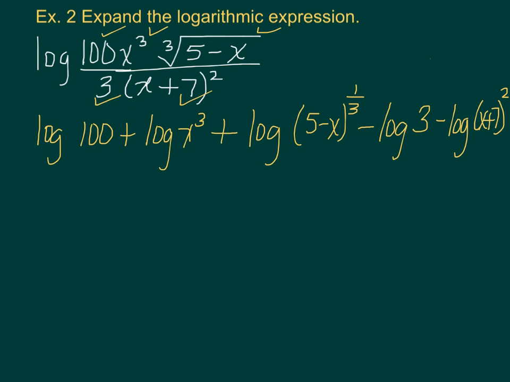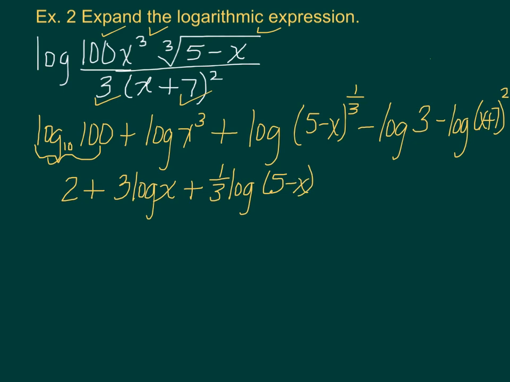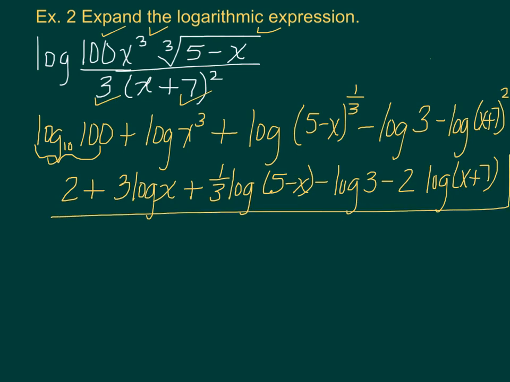Now remember, if you don't see a base, it's always 10. So this really means 10 to the what power is 100. Remember, you count the zeros, and it's 2. Plus, I'm going to bring that power down front. Plus, I'm going to bring this power down front. And notice, don't change the parentheses. Minus, I can't do anything with log 3. Minus, I'm going to bring this 2 down to the front. And then that's your final answer.